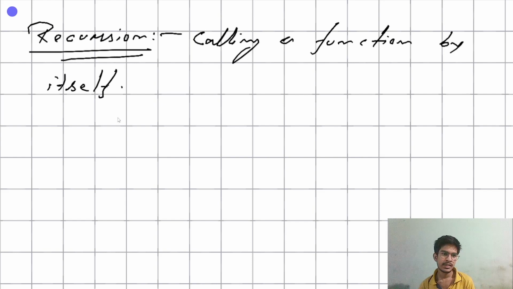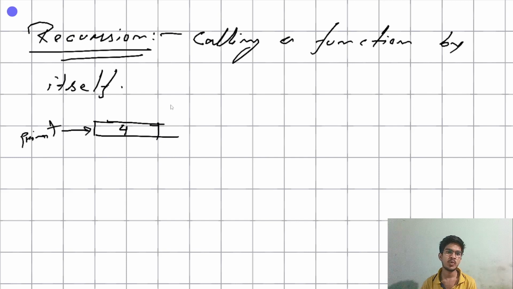Suppose this is a function to print a number, right? So we are passing 4 to it. It will print 4 as output. It will print 4.